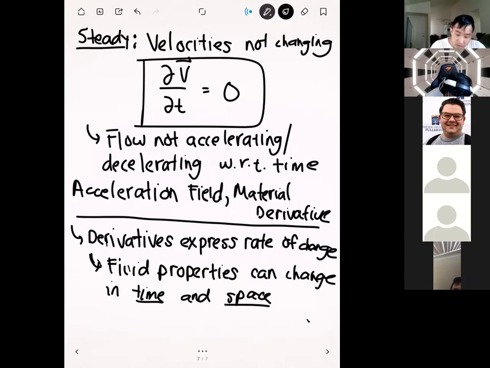Because we have this very complex set of ways that things can change, we need to expand our definition of the derivative in order to account for all these different changes.